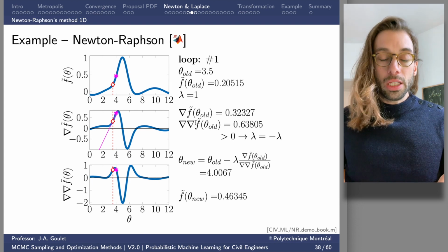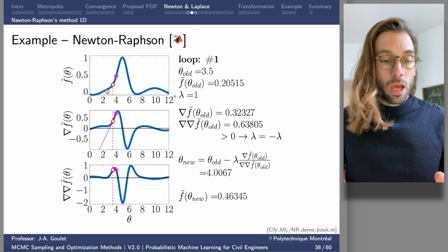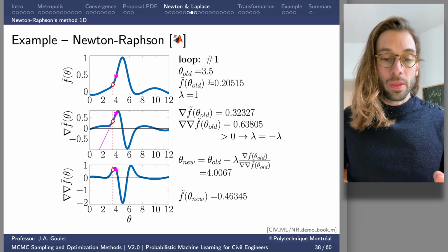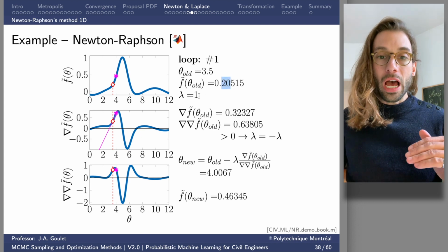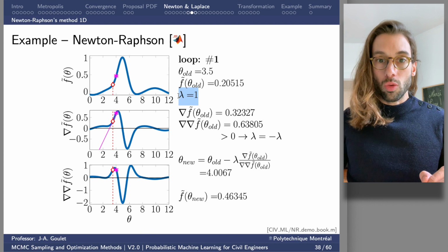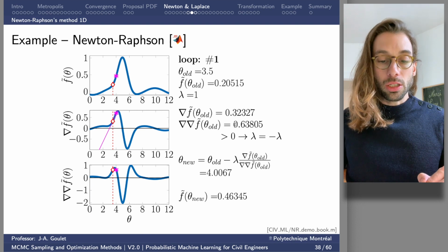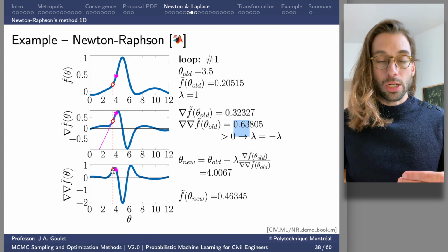So if we look at this on the same problem we had before, we still have on the top graph my target function, its derivative, and its second order derivative, okay? I start with my theta value equal to 3.5. Then my target value at this point is 0.2, and I initialize my scaling factor lambda equal to 1, okay? So the gradient of my function here is 0.32. The Hessian, or the second order derivative, here is 0.63.